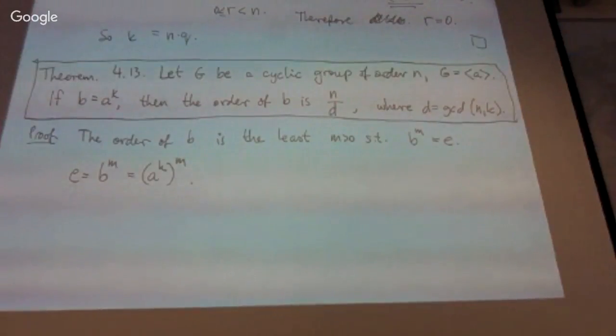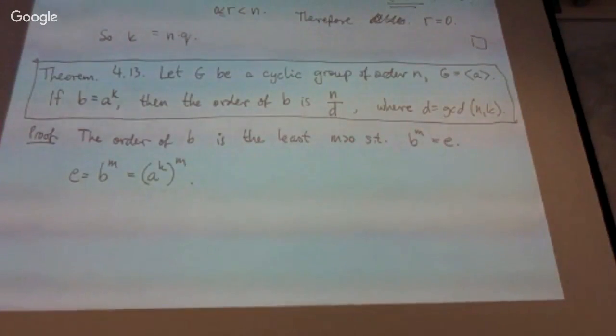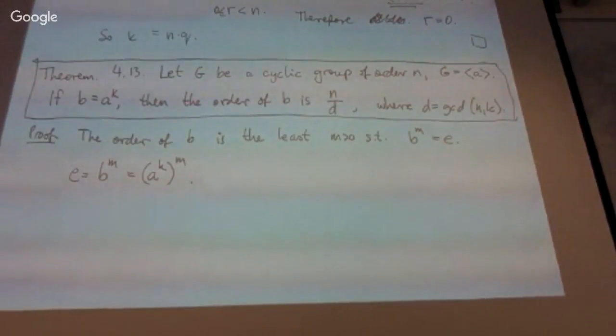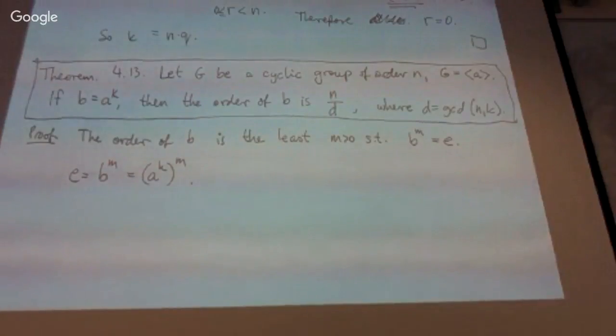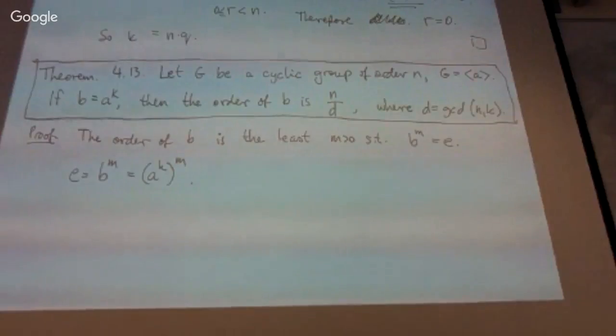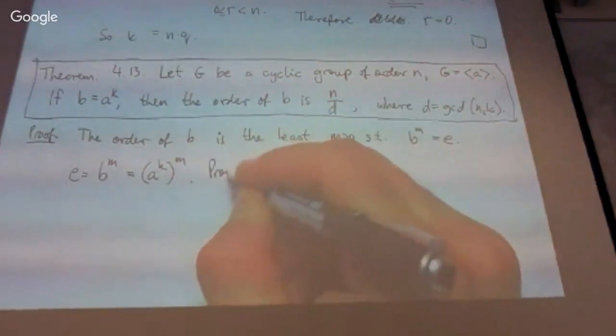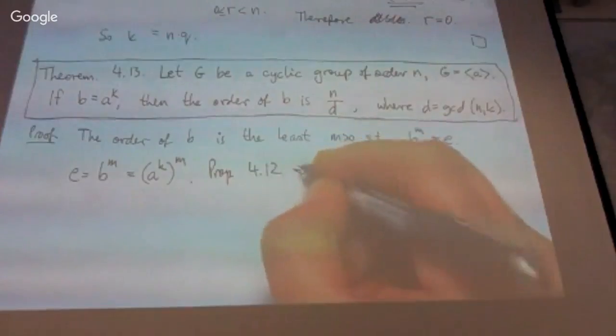But now we have proposition 4.2. Does anybody remember proposition 4.2? I don't. We didn't have a proposition. Is it proposition 4.1? Off the top of my head, it was a to the k equals e if and only if... Oh yeah, 4.12. Is that what you meant? I was looking for 4.2 and I don't think it exists. Oh no, it does exist. But we definitely haven't done that.